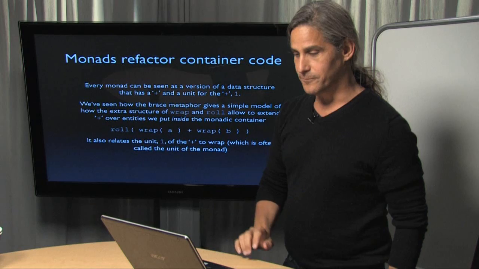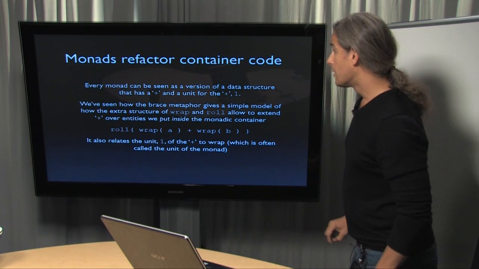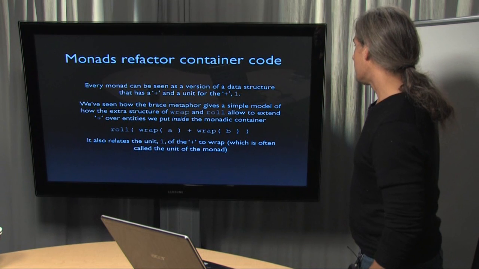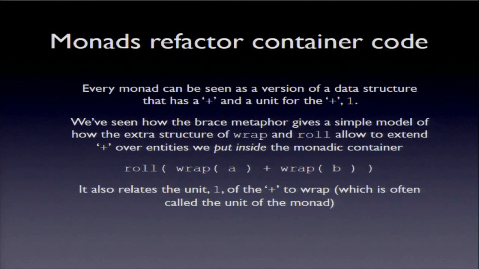Excellent. Cool. So now, as a part of that refactoring, what we can show, or what we can begin to intuit, is that every monad can be seen as a version of a data structure that has a plus and a unit for the plus.